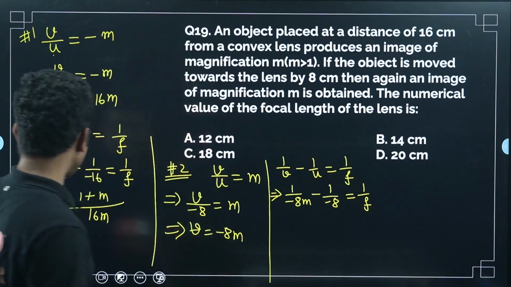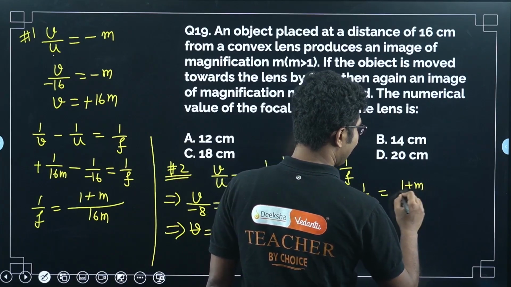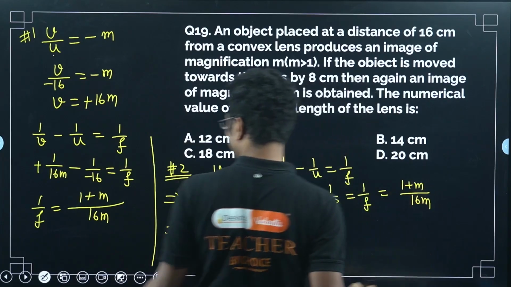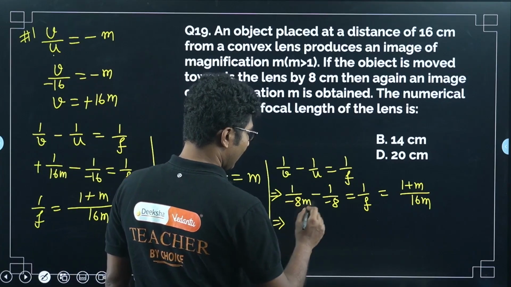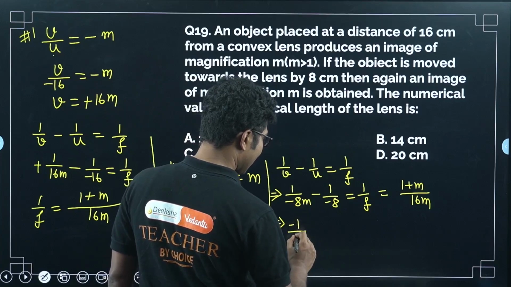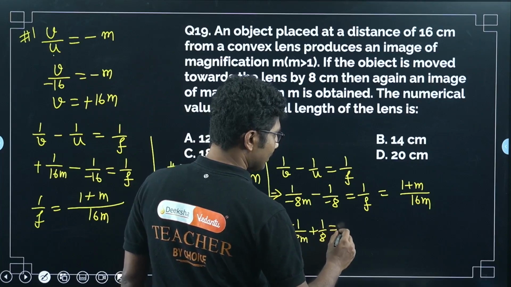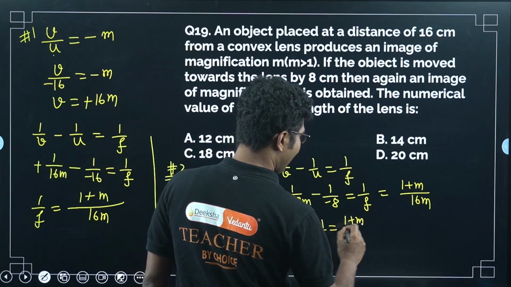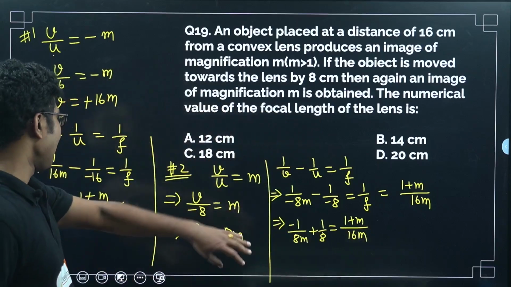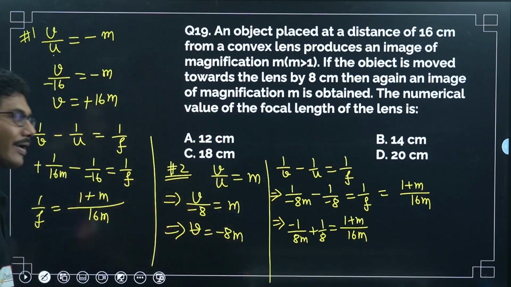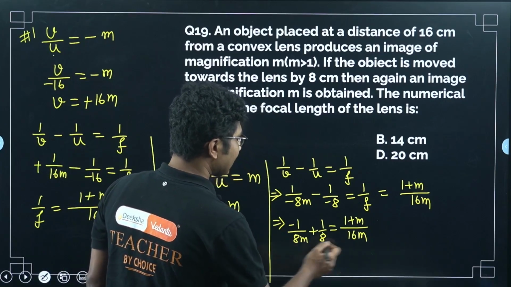And what is 1 by f? 1 by f is nothing but 1 plus m divided by 16m, right? We have already calculated that. Now what we have to do is equate. Now you can write minus 1 by 8m plus 1 by 8 equals 1 plus m divided by 16m. Using this we are going to calculate m, and then we will put the value in any equation and calculate the value of f. So first let us simplify this.